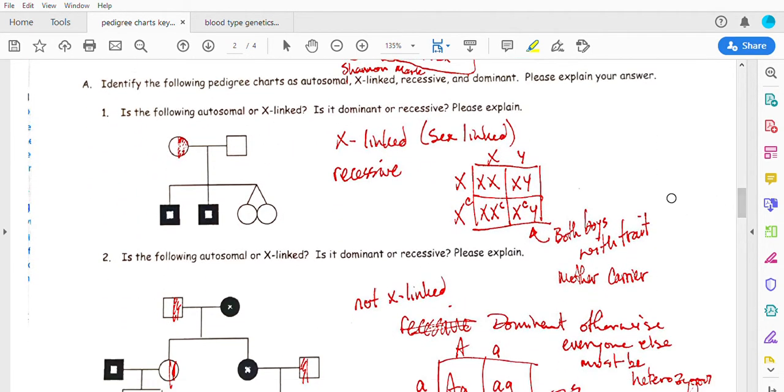Here we go. Identify the following pedigree chart as autosomal or X-linked, sex-linked, recessive or dominant. Explain your answer. Is the following autosomal or sex-linked? Is it dominant or recessive?